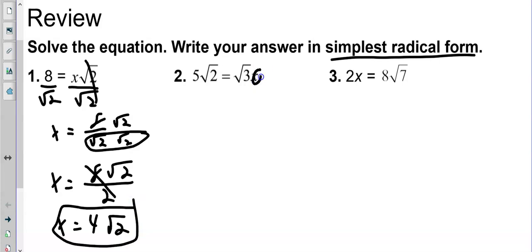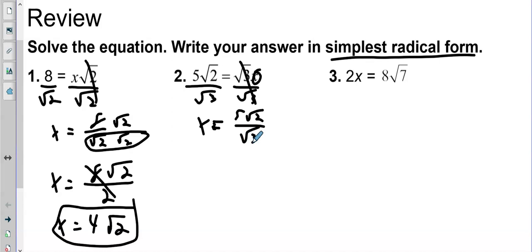So number 2, we're looking to get x by itself. We need to get rid of this radical 3. We do that on both sides. That cancels. That gives me x equals 5 radical 2 divided by radical 3.